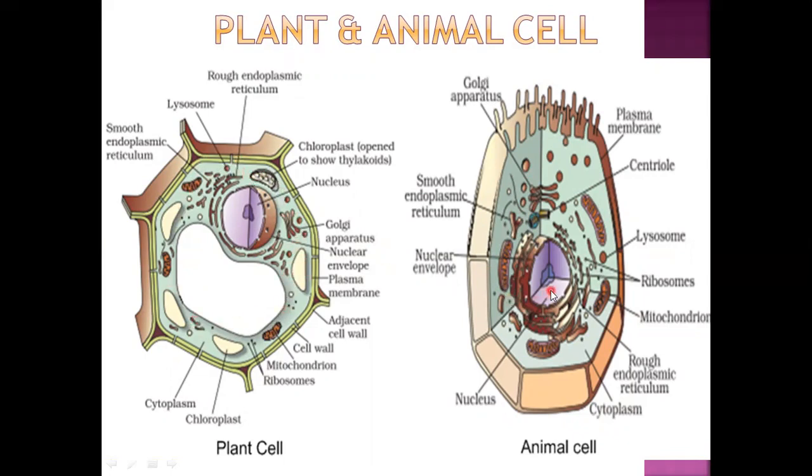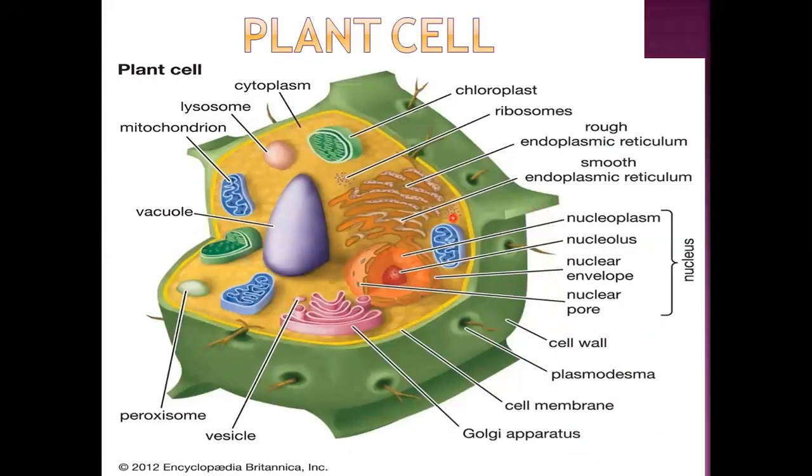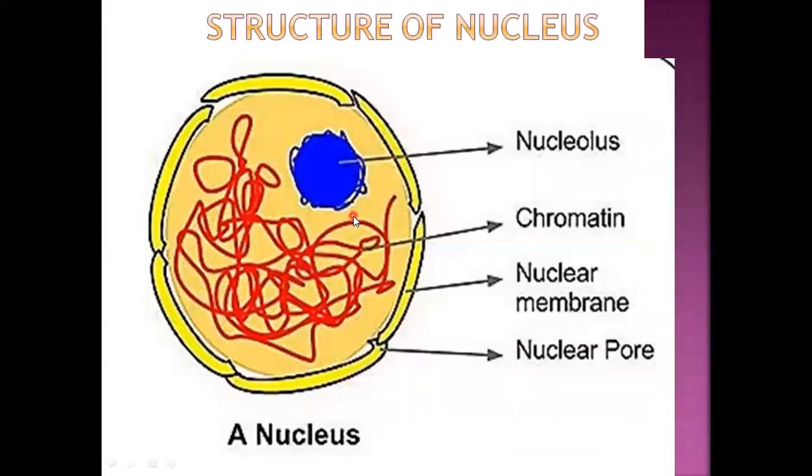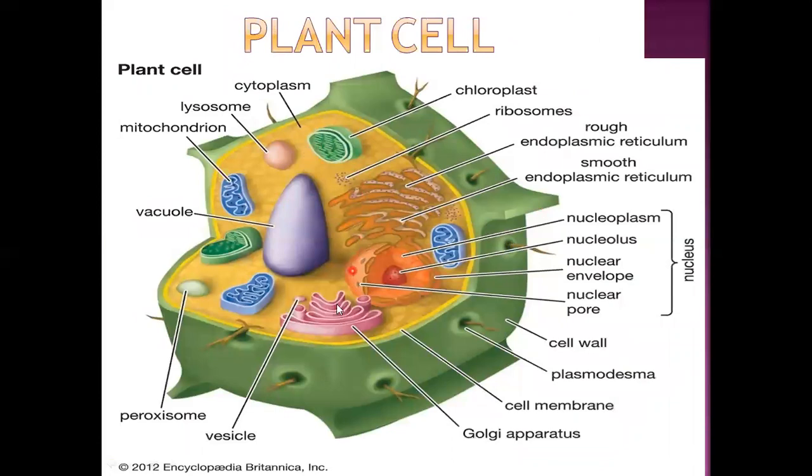So first we will learn the structure of nucleus, then we will study the structure of cytoplasm, which is made up of organelles, and each organelle has a definite function. We will learn in detail later. So this is a plant cell again enlarged. So this is the cell wall, and these are the organelles. Cytoplasm has many organelles. Each and every organelle we will learn, and this is the nucleus.